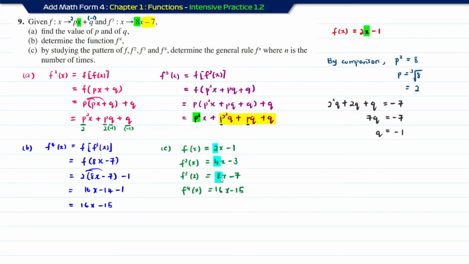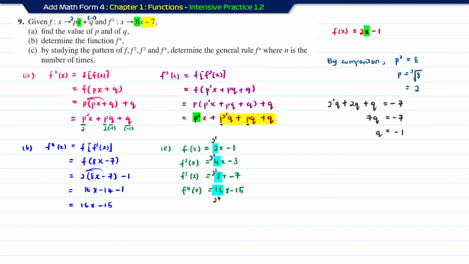So now we're going to find the patterns. First, let us look at the coefficients of x. These are all multiples of 2, right? So we can write them as powers of 2. So this number 2 is 2 to the power of 1. Number 4 is 2 to the power of 2. 8 is 2 to the power of 3. And 16 is 2 to the power of 4. So that is the pattern that we find here.